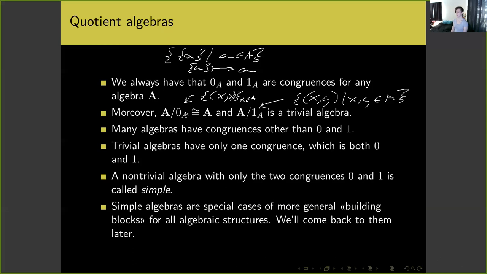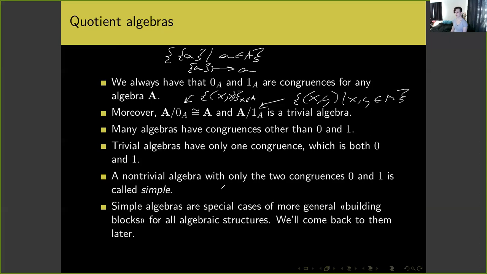All right, so now typically many algebras have congruences other than 0 and 1, and I'll just start writing 0 and 1 instead of 0_A and 1_A, because as with many things, it gets tiring to keep writing the subscript. So there typically are other congruences out there which are more different or exciting than 0 and 1. Trivial algebras have only one congruence, which is both 0 and 1.